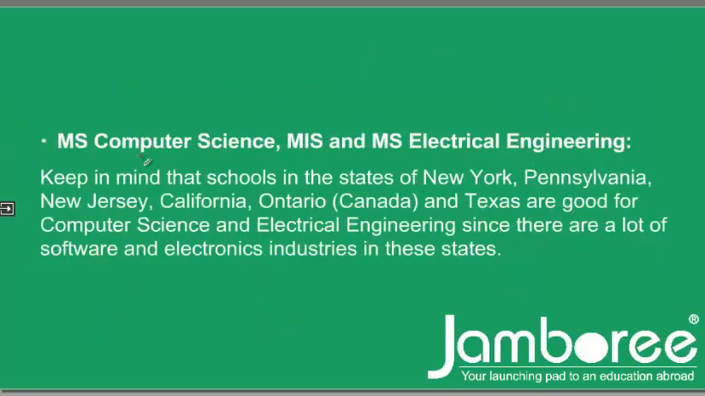Now, in general, there are some guidelines. If you are applying for MS Computer Science, MIS, which is Masters in Information Systems, or MS Electrical Engineering, then universities in the states of New York, Pennsylvania, New Jersey, California, Ontario in Canada, and Texas are good for these programs, in the sense that there are a lot of jobs available, because there are a lot of software and electronics industries in these states.